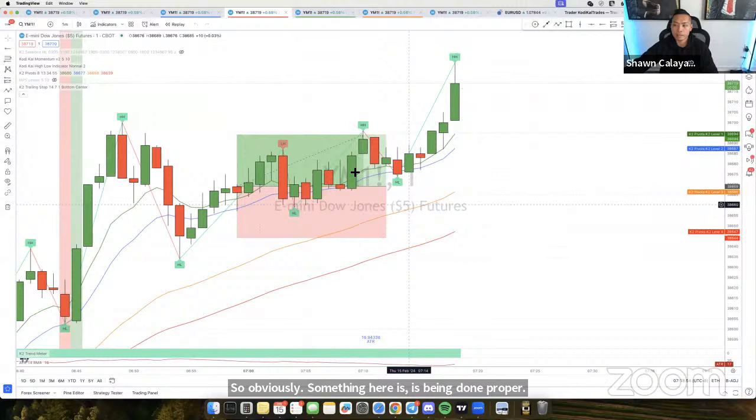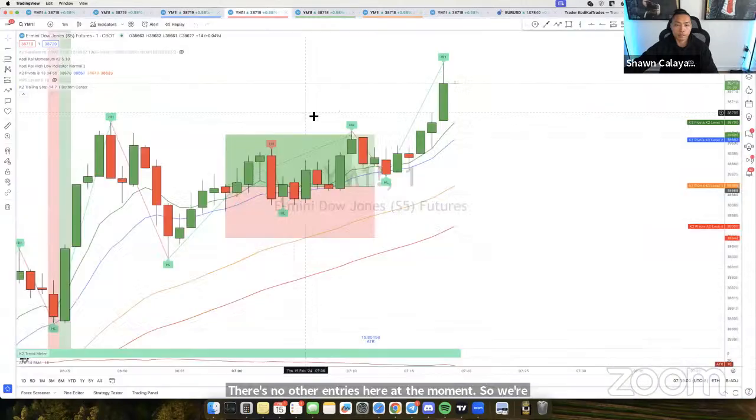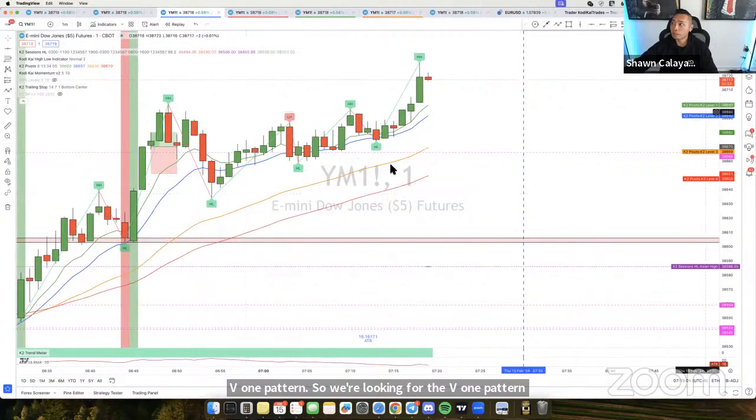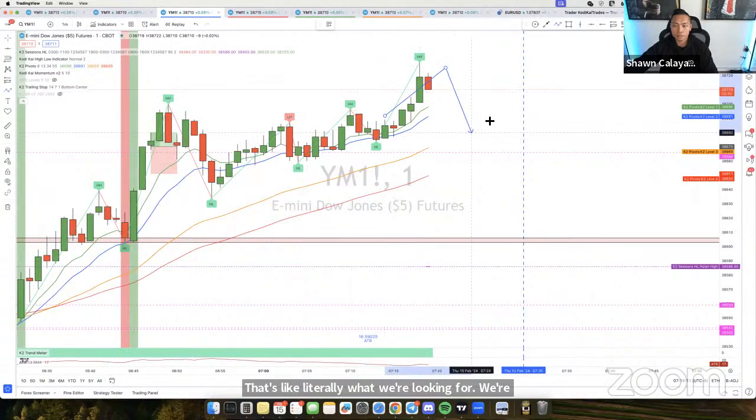We had a big push to the upside. There's no other entries here at the moment. So we're still looking for that V1 pattern. We're looking for the V1 pattern here for price to basically provide the reversal and continuation to the upside. That's literally what we're looking for. We're looking for price to push up, come back down, and then come back up.